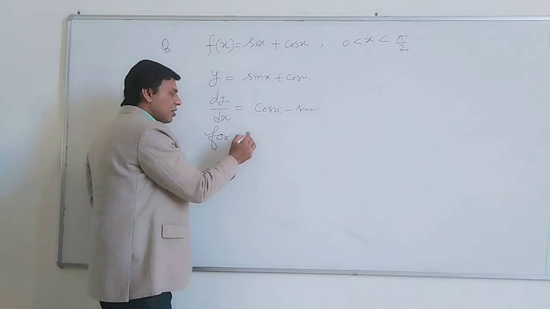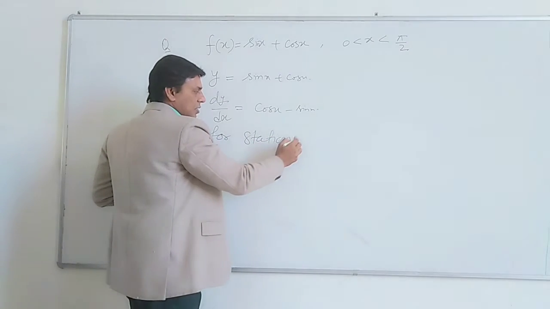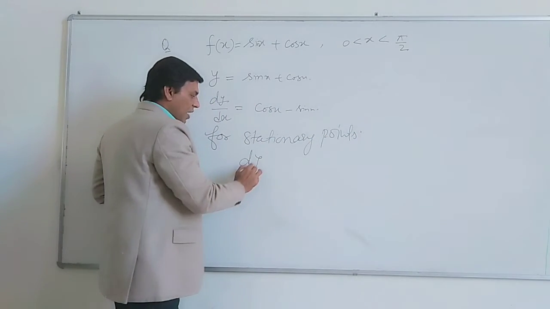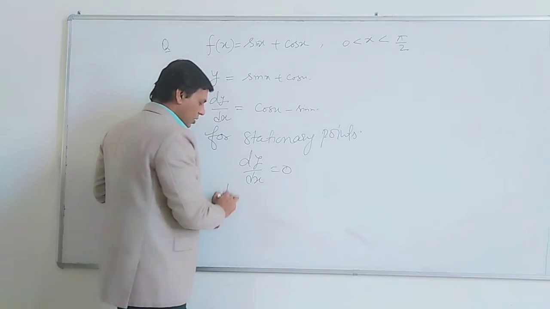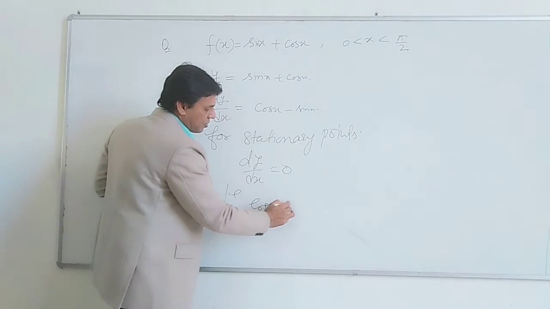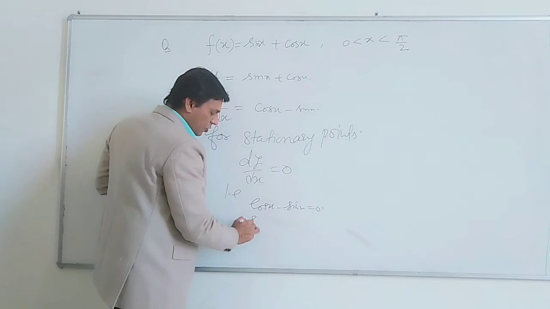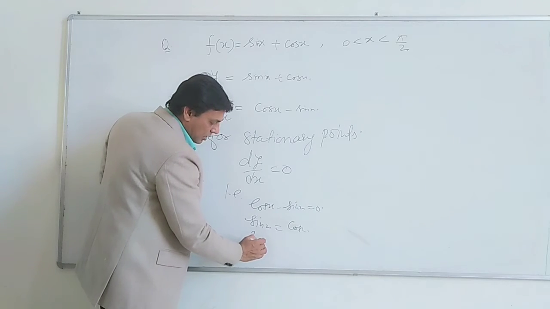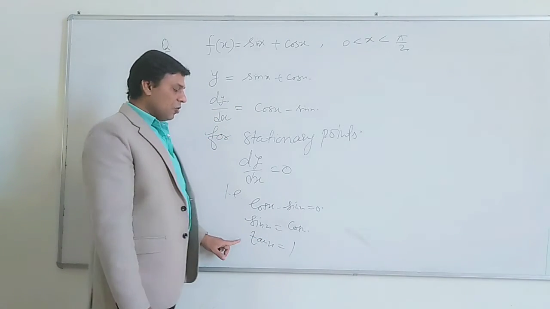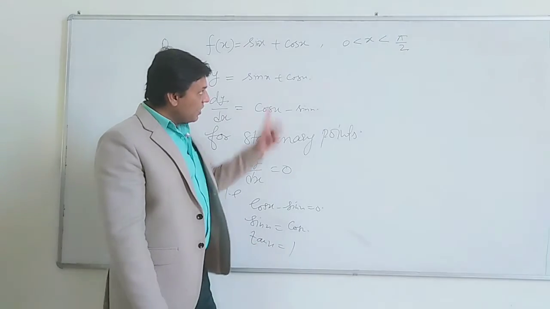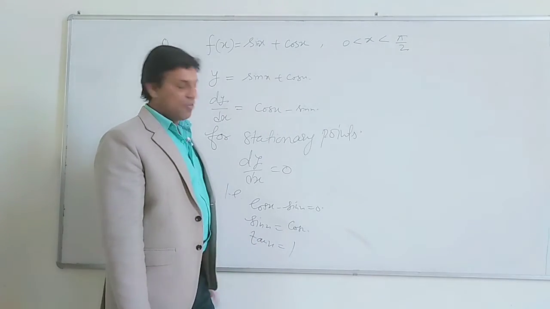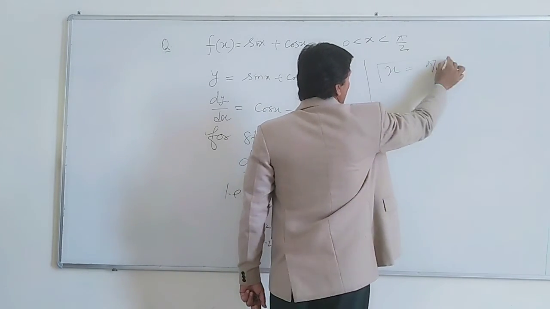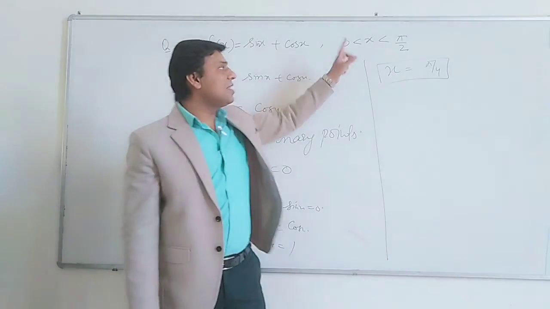And now for stationary points, dy upon dx will be 0. That is cos x minus sin x will be 0. You can say sin x is equal to cos x, or you can say if I am dividing with cos x, that is tan x is equal to 1. And you know tan x is equal to 1. Between 0 to pi by 2, there is a value pi by 4. It means we have got the value of x, which is pi by 4. So this is the only stationary value in this interval.